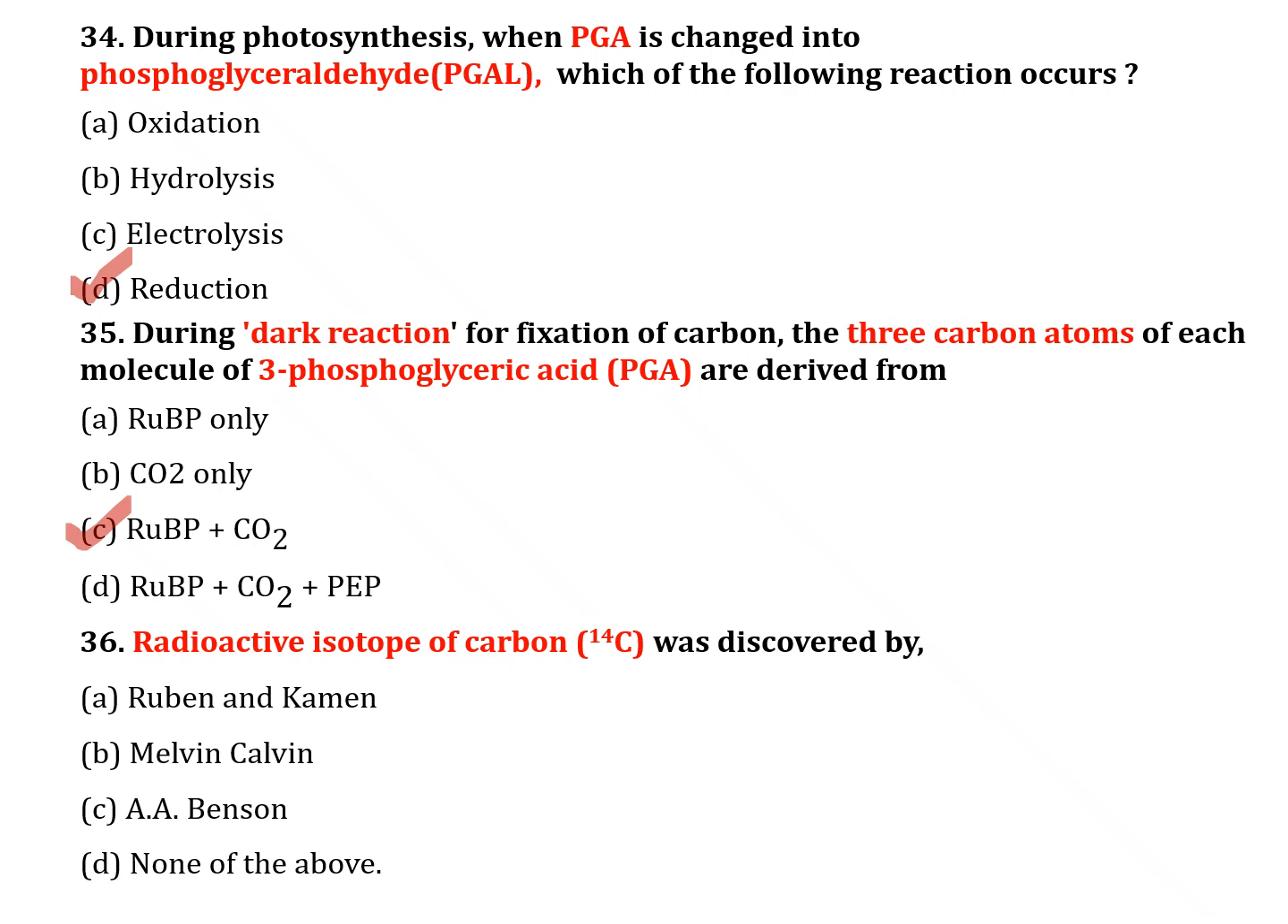The next question, number 36. Radioactive isotope of carbon-14 was discovered by option A, Ruben and Kamen. Option B, Melvin Calvin. Option C, A. Benson. Option D, none of the above. The correct answer is option A, Ruben and Kamen.